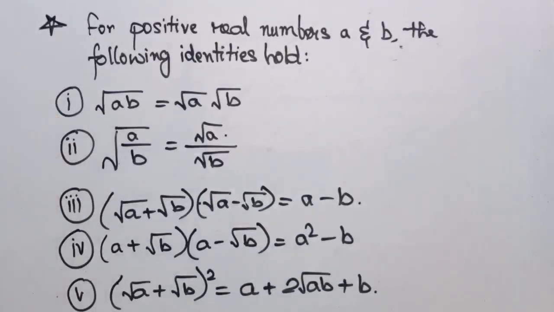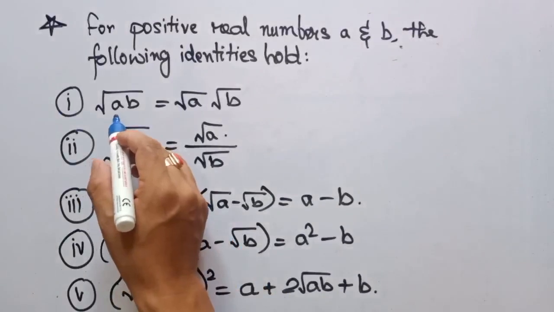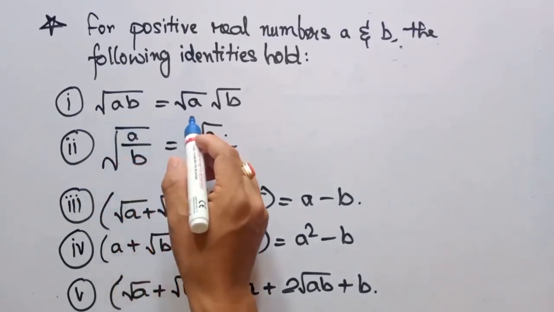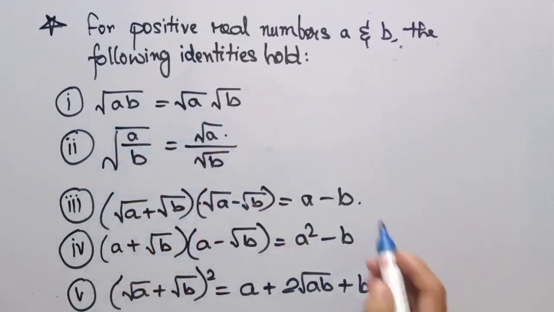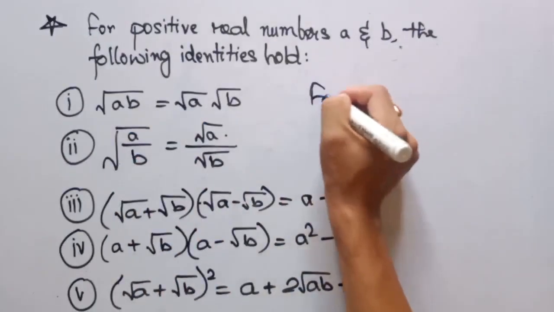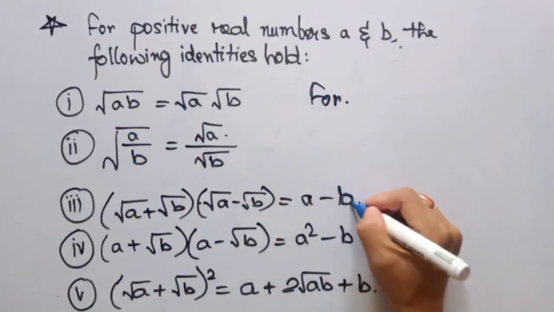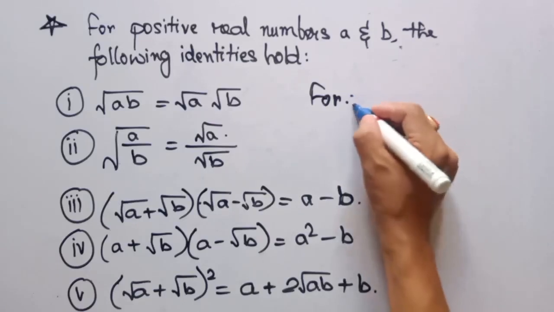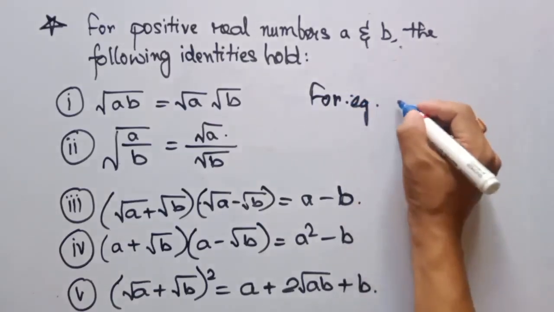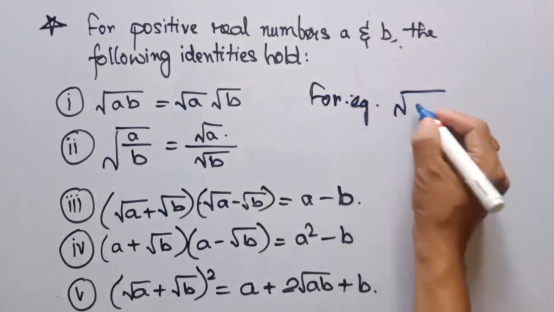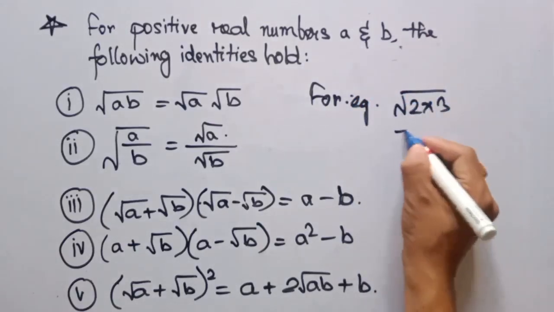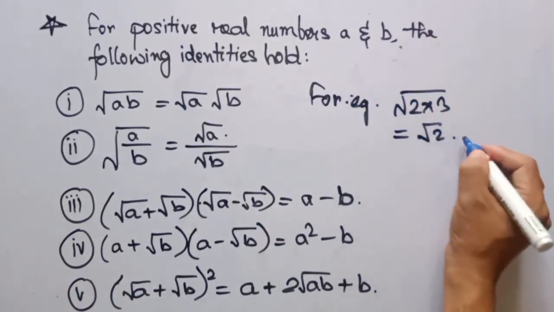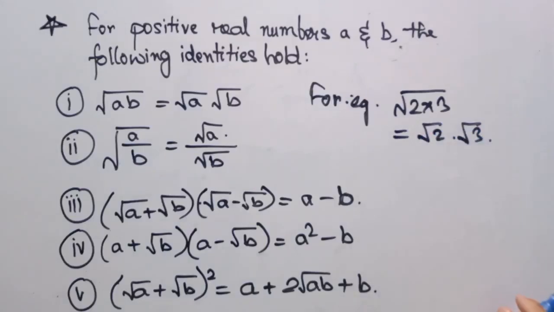Identity 1: root AB equal to root A root B. For example, root 2 into 3 equal to root 2 multiplied by root 3.